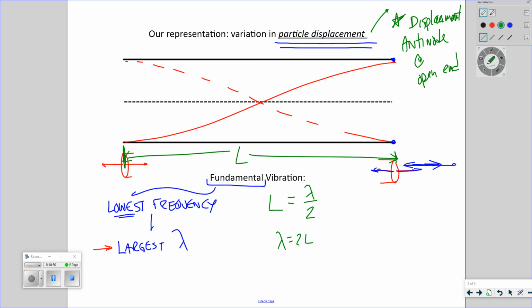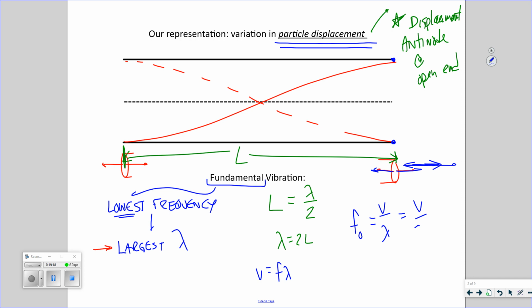And then using an equation that talks about wave phenomena, specifically that the speed the wave travels at is the product of frequency and wavelength, we could say the frequency of this lowest vibration is v over lambda, or v over 2L. This step is of huge importance. Make sure you do that. When at all possible, draw the tube and draw the wave.